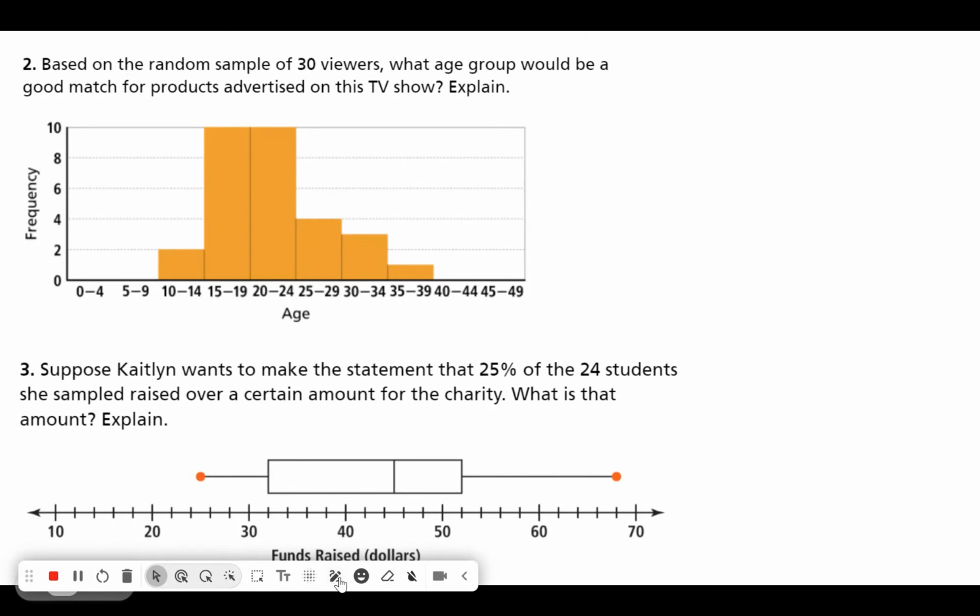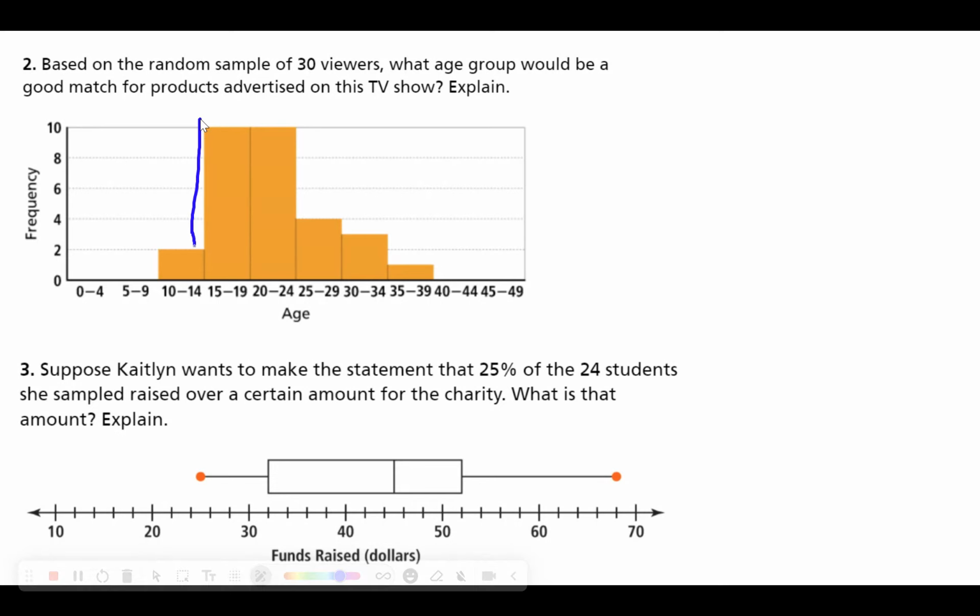So if you notice here, we're looking for the peak of this histogram. So this is a histogram. If I look here, the peak of the histogram is right here. Now notice these bars represent ranges. So this is 15 to 19 and 20 to 24. We don't know the exact ages of these people, but we know they're in those ranges. So if I was to guess what age group, I would say between 15 and 24 because it's the peak.